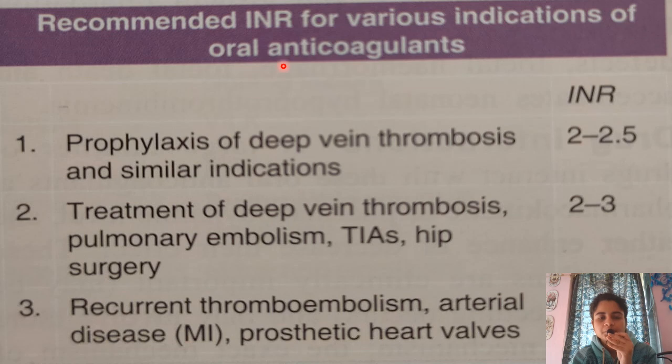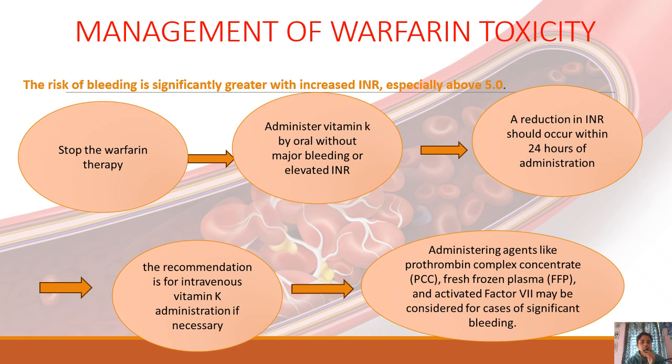Coming to the recommended INR range for different indications: prophylaxis for DVTs and similar indications is 2 to 2.5. Treatment for DVTs, stroke and hip surgery patients is 2 to 3. Whereas recurrent thromboembolism, atrial disease and prosthetic valves are considered at 3 to 3.5.